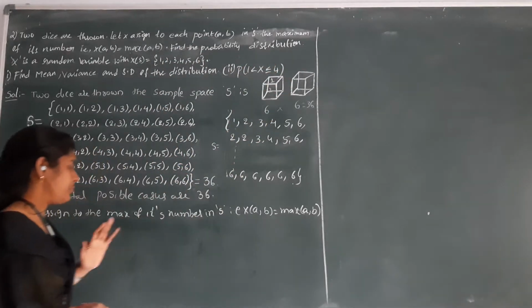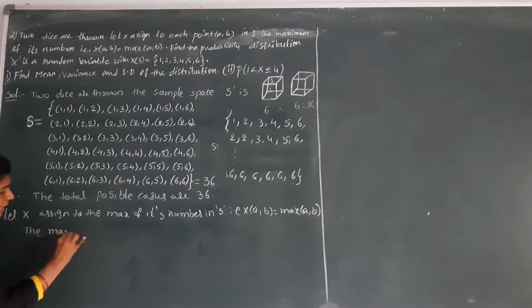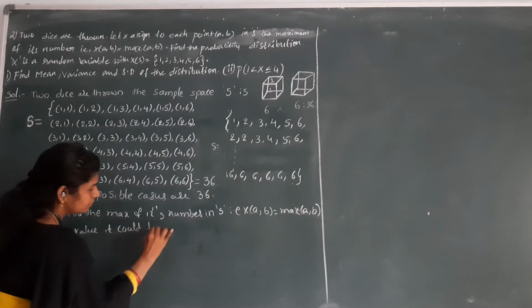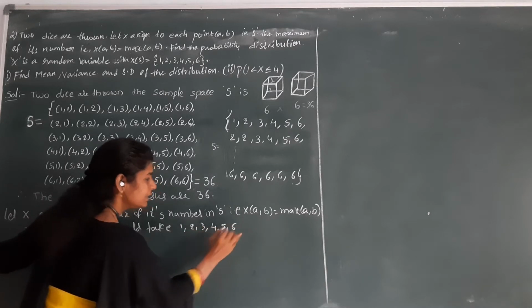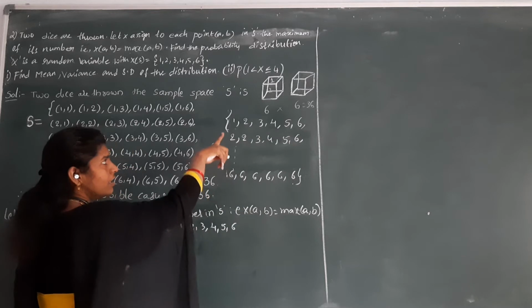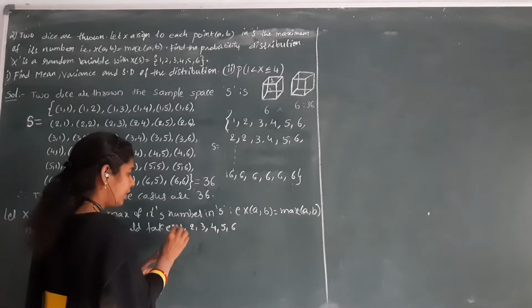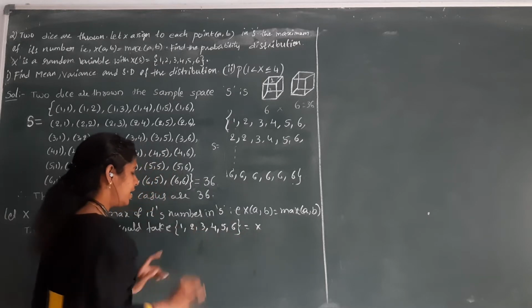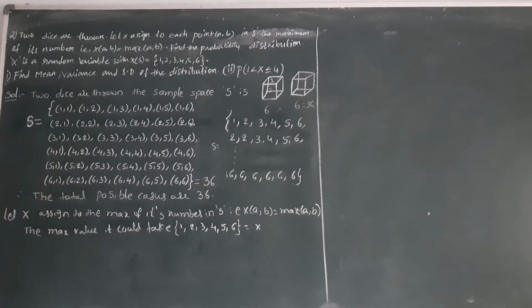To find the probability distribution, first, what are the X values? X is a random variable here. The maximum values it could take are 1, 2, 3, 4, 5, 6 only, not the remaining numbers. So X equals 1, 2, 3, 4, 5, 6. Now we have to find the probability distribution for that.